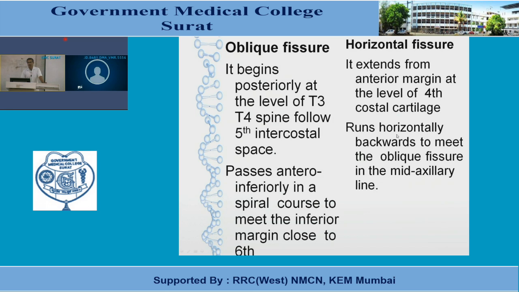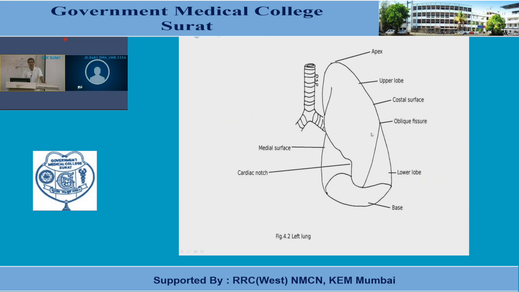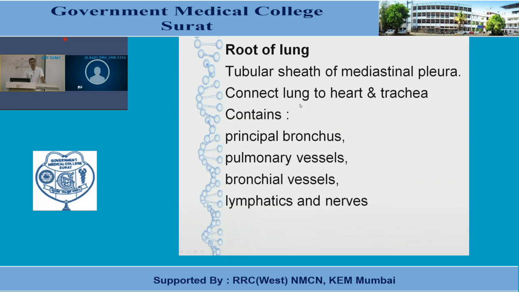Now because of this oblique and horizontal fissure, 3 lobes form in the right lung: upper, middle and lower lobe. But in the left lung, only the oblique fissure is present, showing 2 lobes, upper lobe and lower lobe. Now the root of the lung lies in relation with the hilum, and it connects the heart and trachea to the lung, covered by mediastinal pleura. It contains bronchus, pulmonary vessels, bronchial vessels, lymphatics and nerves.